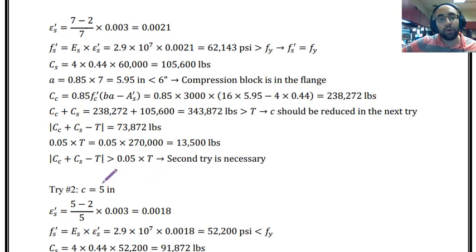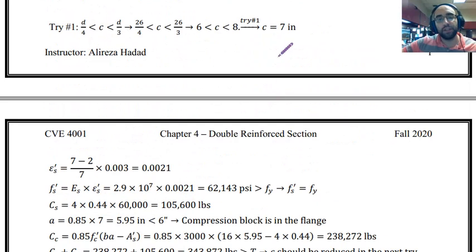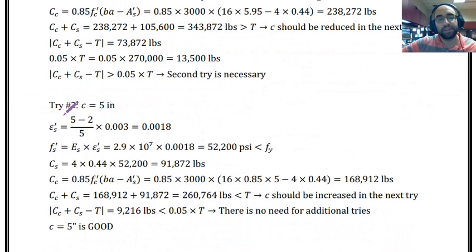So now I'm going to make my second try. I learned that I have to reduce the value of C. From 7 inches, I'm going to go to 5 inches. So my second trial value for C is 5 inches.